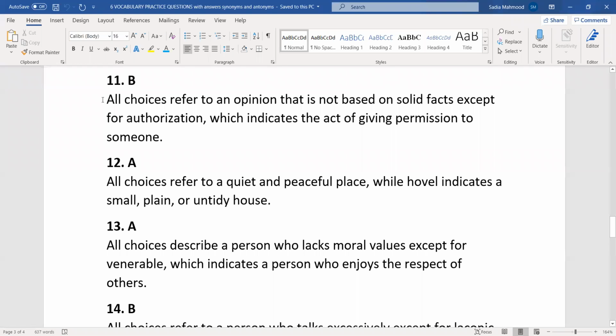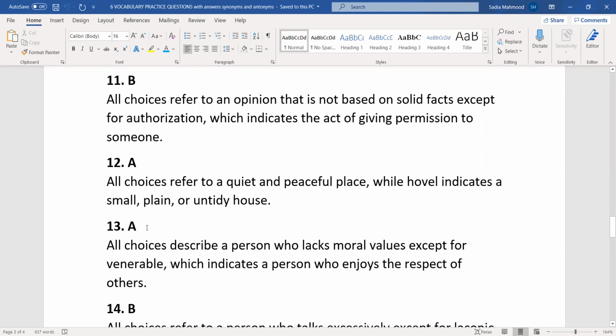Question number 11, option B is the right answer. All choices refer to an opinion that is not based on solid facts except for authorization, which indicates the act of giving permission to someone. Question number 12, option A is the right answer. All choices refer to a quiet and peaceful place, while hovel indicates a small, plain, or untidy house.